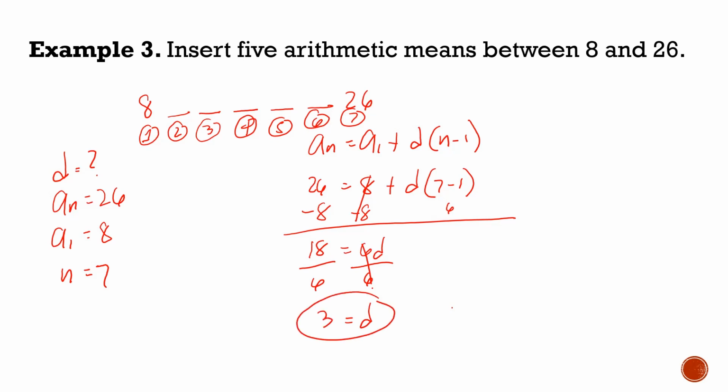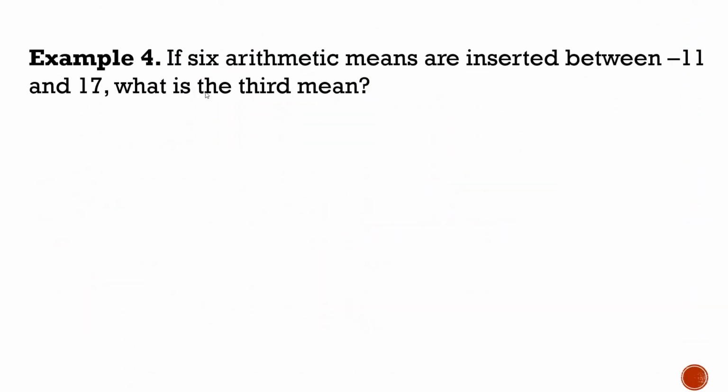Okay, so if d is equal to 3, then we have 11 here. This is 14. We just need to keep on adding 3: 17, 20, and 23. So this is the answer to the problem. These are the 5 arithmetic means of the sequence between 8 and 26. Okay, let's go to another example.